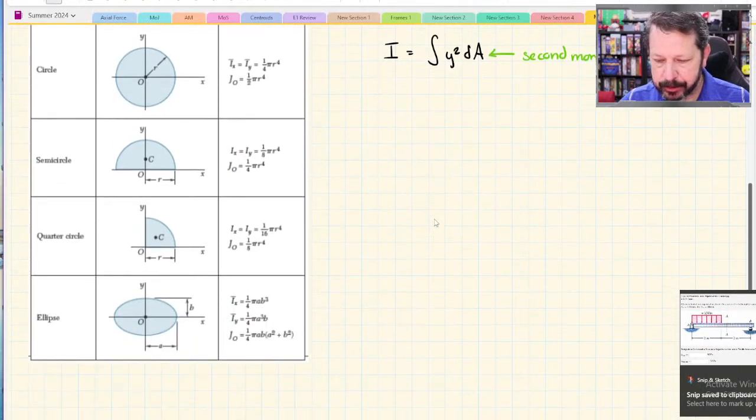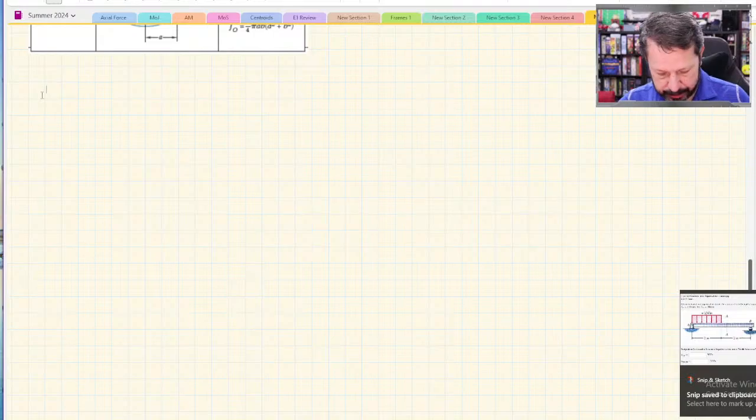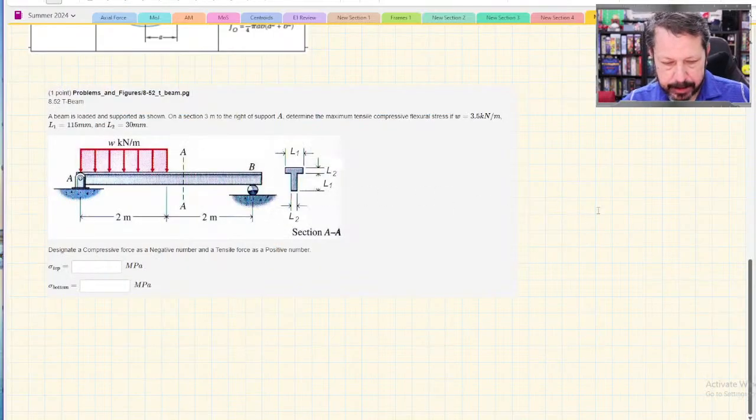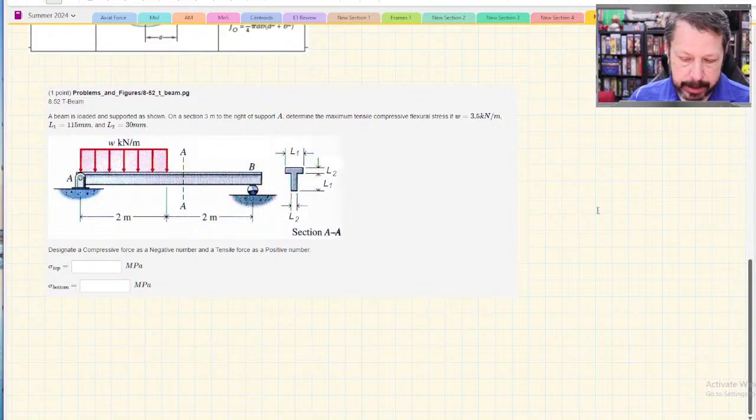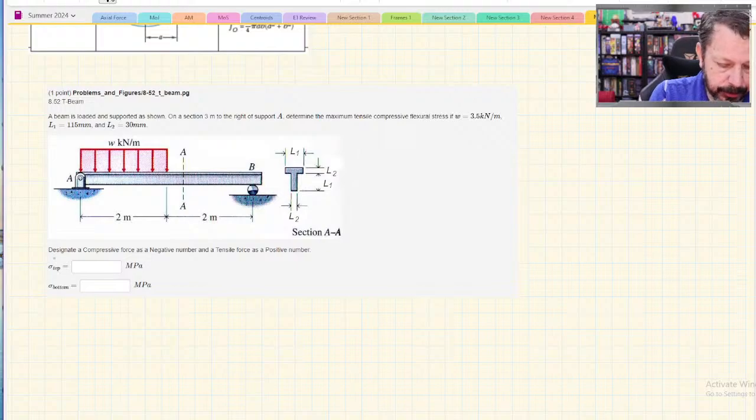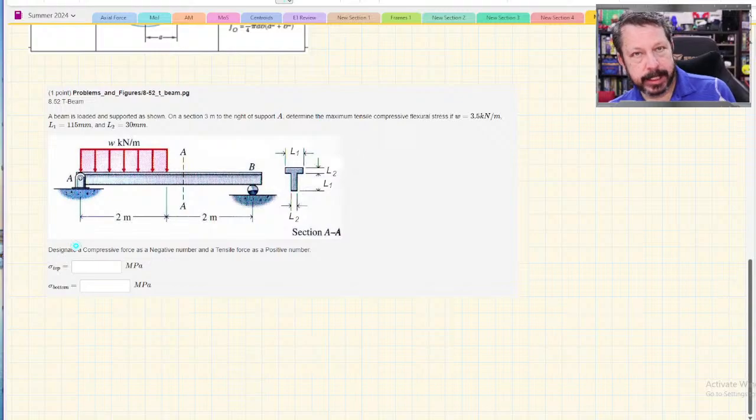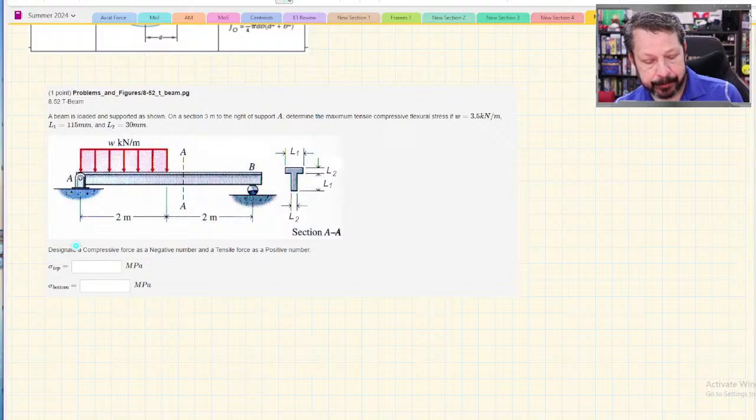And then we'll have to do some more complicated ones than this, but we'll start with this. All right. So the ultimate thing is this. It may be small on your screen, but over here it's asking us for sigma top and sigma bottom. So that's the flexural stress on the top of the beam and the flexural stress on the bottom of the beam. Looking at this beam, it definitely looks like there is tension on the bottom of the beam and compression on the top based on its loading.